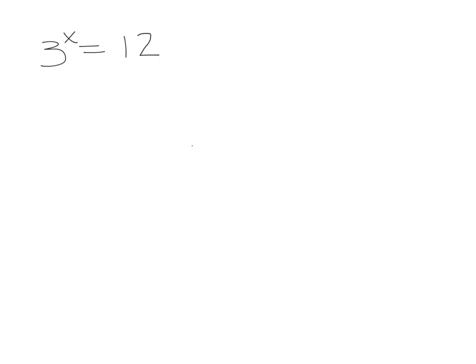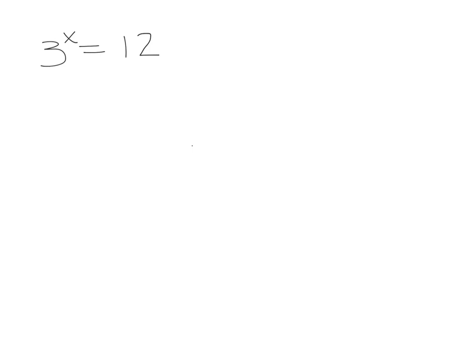We're given the following exponential equation and we're asked to solve it. So we're solving here for x in this case. Now we have 3 to the power x equals 12. Now it's not very apparent what this may be.